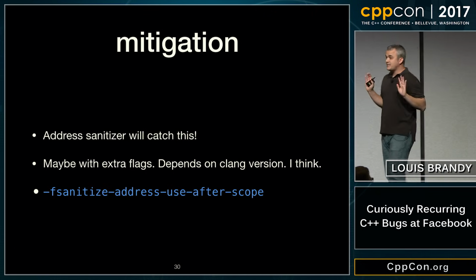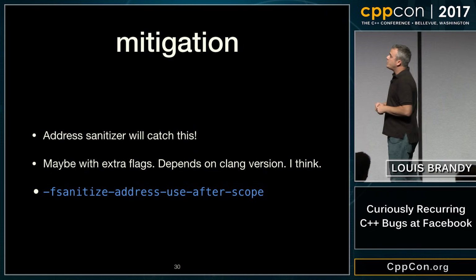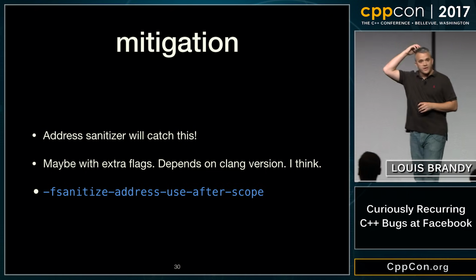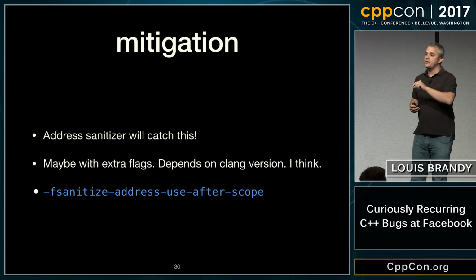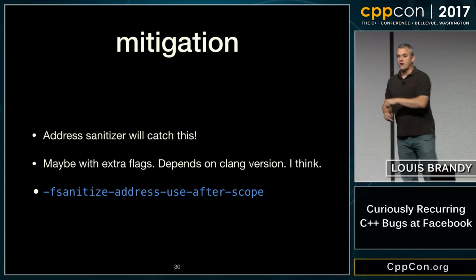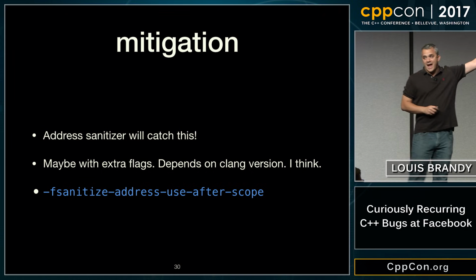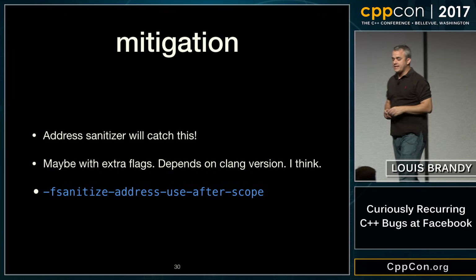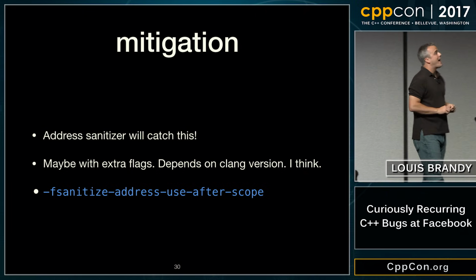So again, address sanitizer catches it cold. The only problem is you often need this extra flag. Default address sanitizer, at least up to some point, didn't have this on by default. I believe it's now turned on by default in trunk. I don't know which version that's actually going to ship in. But when I turned it on, I had to add this flag. And when I turned this flag on for ASAN, we found dozens of bugs of this form, dozens. It was bad.